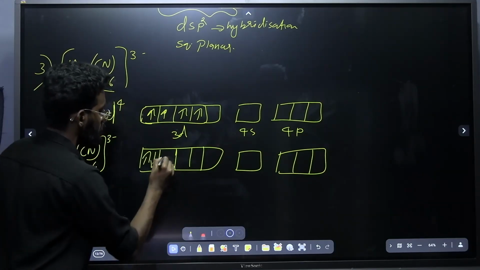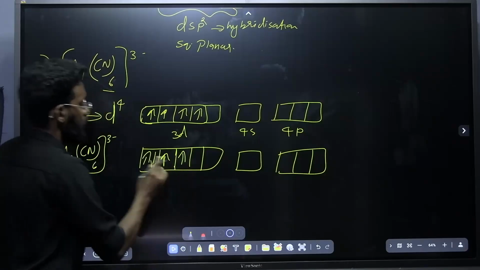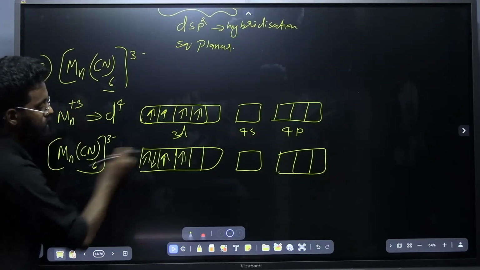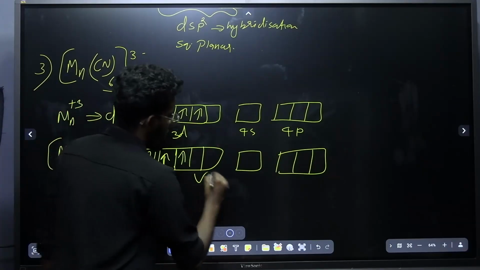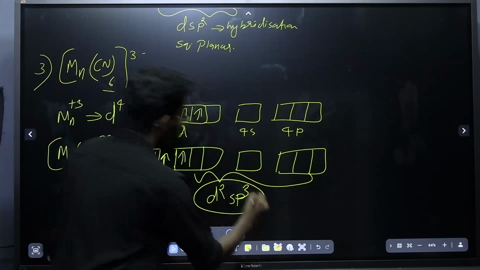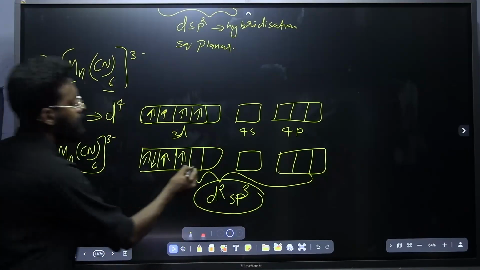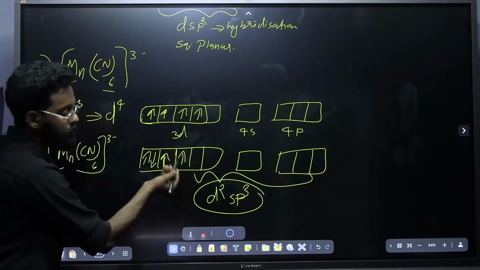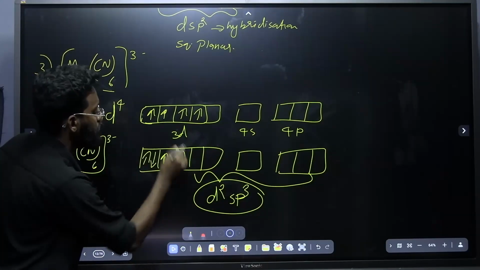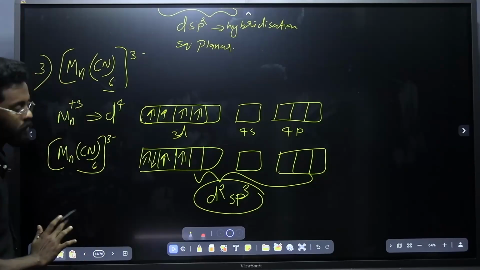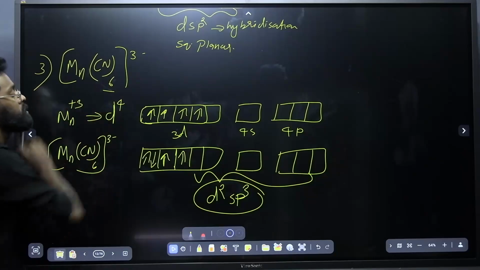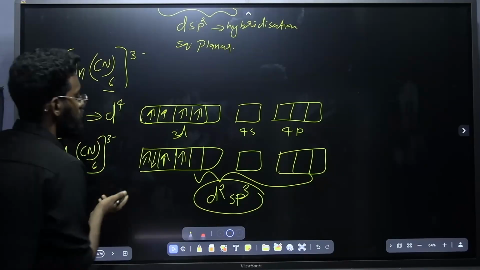I will be unpairing this one, and will be keeping the 2 electrons unpaired, remaining paired, and resulting we will be getting d2sp3. Because for doing the hybridization we need only 2 d orbitals. We don't need 3 d orbitals. So what I will be doing is, 2 electrons will remain unpaired there.